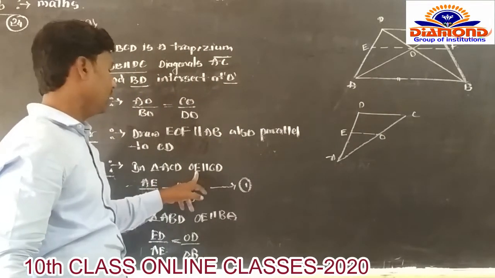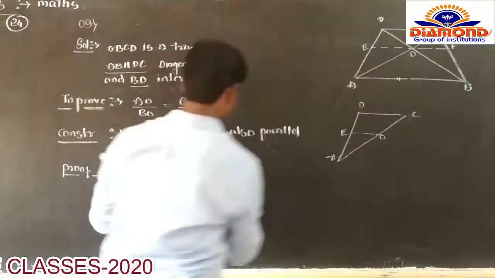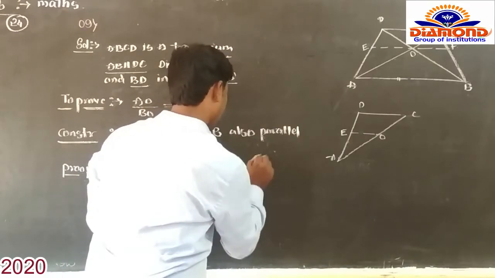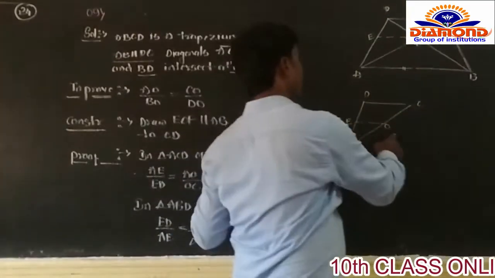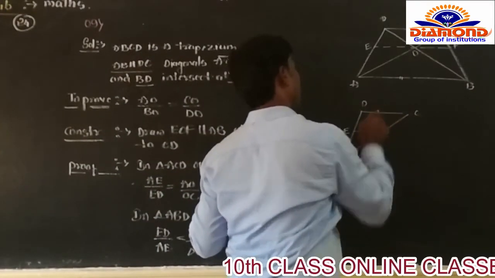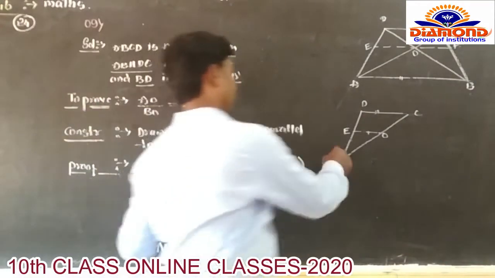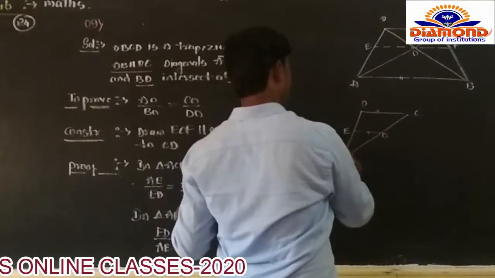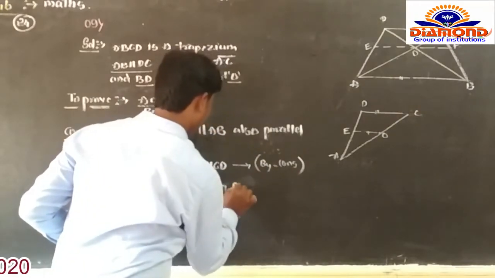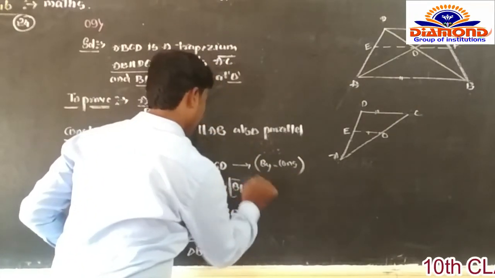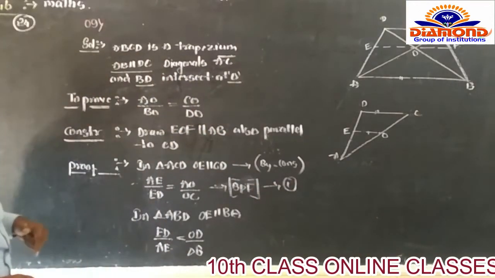Here OE is parallel to CD, because already by construction. What is the reason? By construction, EO is parallel to CD. Then we can write AE upon ED equals AO upon OC. What is the reason? This is BPT. Equation 1.